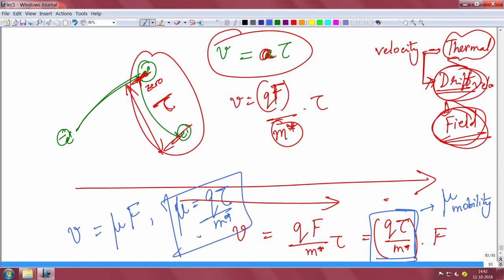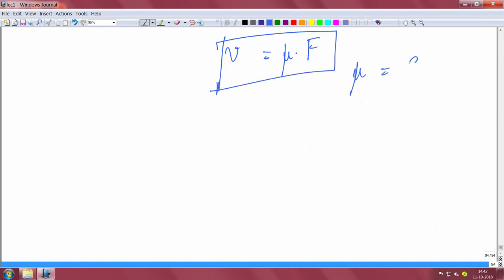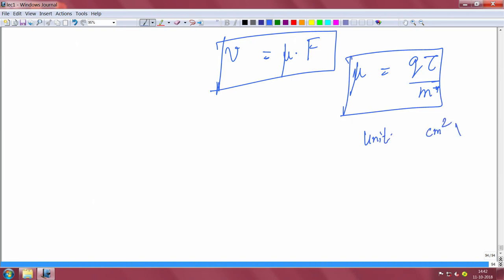Velocity equal to mu times the field, and your mobility mu is actually q tau by m star. The unit of mobility is centimeter square per volt per second. So, you see velocity and field are linearly proportional and the slope is called mobility.